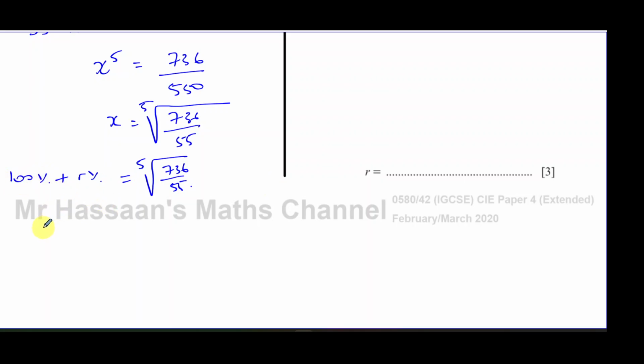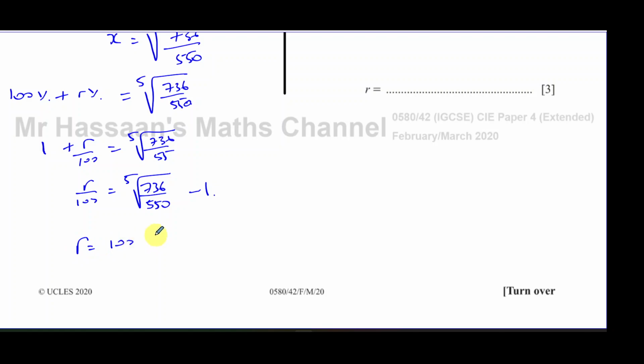And 100% is basically 1. So this is like R over 100 equals the fifth root of 736 over 550. I've run out of space here, so I'll write down here that R over 100 is equal to the fifth root of 736 over 550 minus 1. The 0 disappeared there for some reason, so be careful of that. So the answer is going to be R equals 100 times the fifth root of 736 over 550, minus 1. The minus 1 is not inside the root sign, and that will give us our answer.